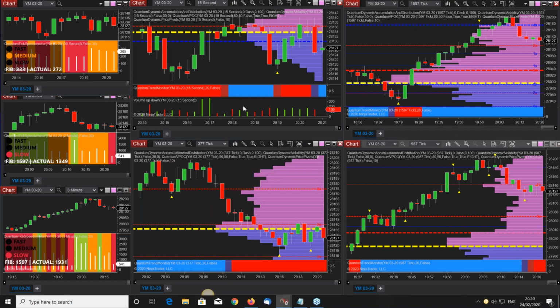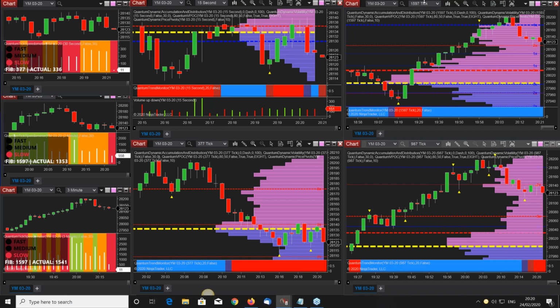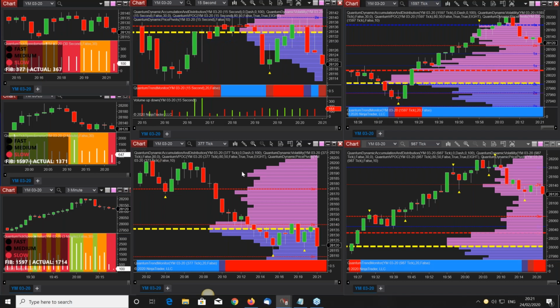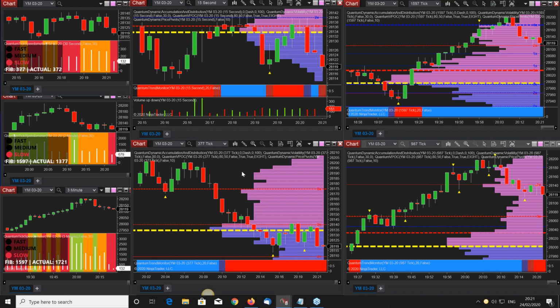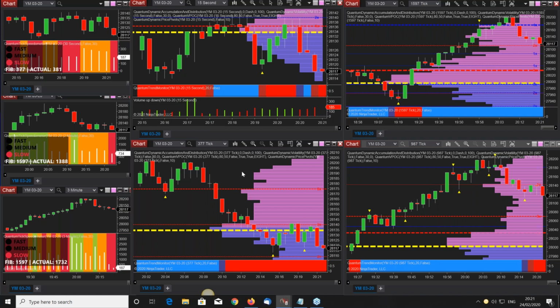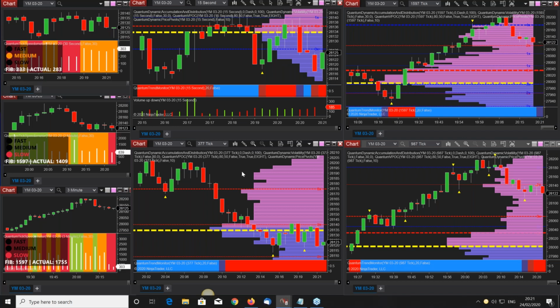Once 377 ticks have gone through this particular chart, then the candle will close off and move on to the next one. The same here and the same here. So whether those 377 ticks take a nanosecond or a millisecond or a few seconds, whatever it may be, it doesn't matter. That's why you see the momentum, because each candle is independent of time. Each one will have taken a different time frame to build, and therefore you see raw momentum.